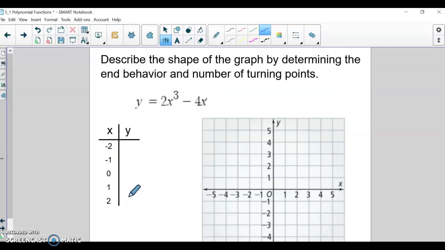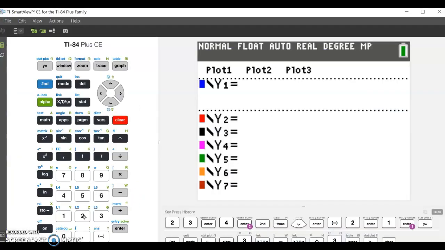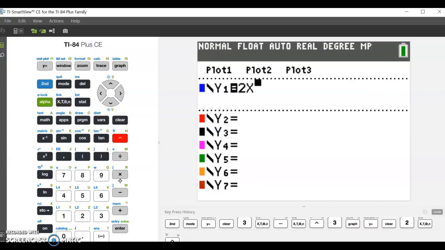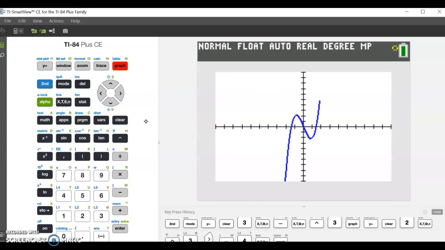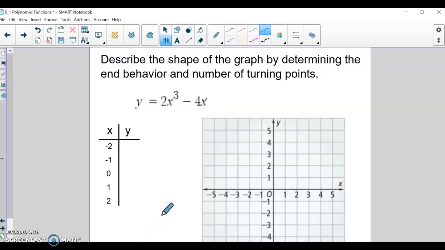All right, hopefully you've had a chance to try it. So 2x little hat thing cubed minus 4x, and graph. Okay, and it's another x cubed squiggle, kind of like the last one. So it's going to be kind of like the last one, but a little bit different. Looks like it's still going through 0, 0. All right, so we just draw the squiggle.